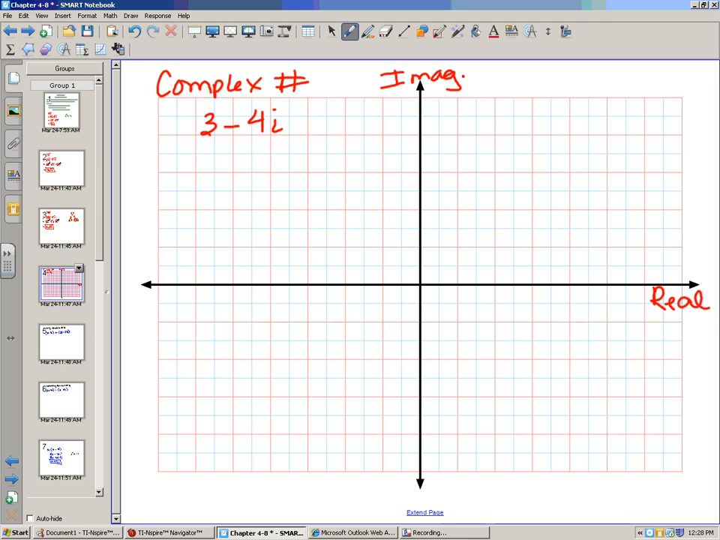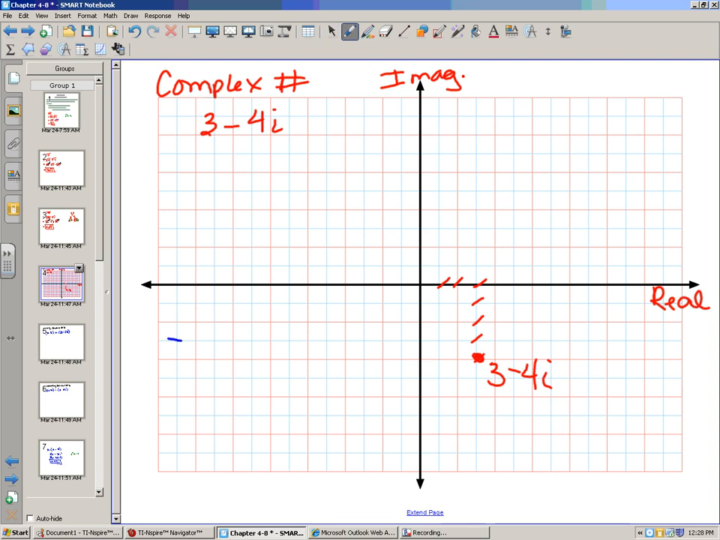You had a very good guess. It's positive 3 is my real number, so on my real axis, I'm going to go to the right 3 units. Why? Because it's positive. And then my imaginary axis is going to be up and down, so I'm going to go to the right 3, and then I'm going to go down 4. And this is my point, 3 minus 4i. Do we see that?